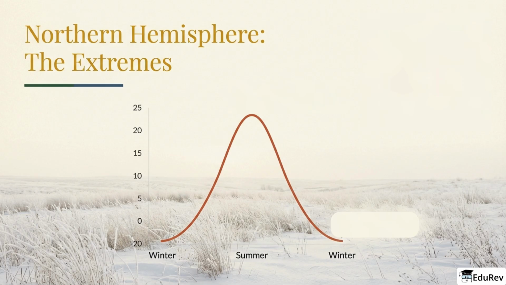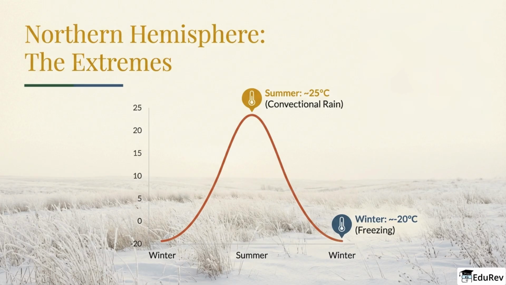Now focus on the northern hemisphere extreme. Here, summers can rise to around 25 degrees Celsius. And this is also when most rainfall occurs, often in the form of convectional rain. Convectional rain means the land heats strongly. Warm air rises, cools, condenses, and produces rainfall. Winters, on the other hand, can fall to around minus 20 degrees Celsius and become severely freezing.